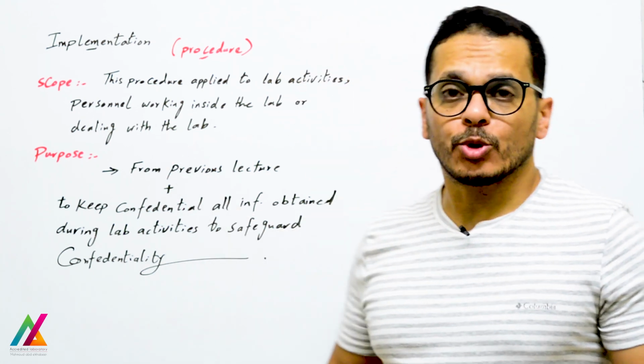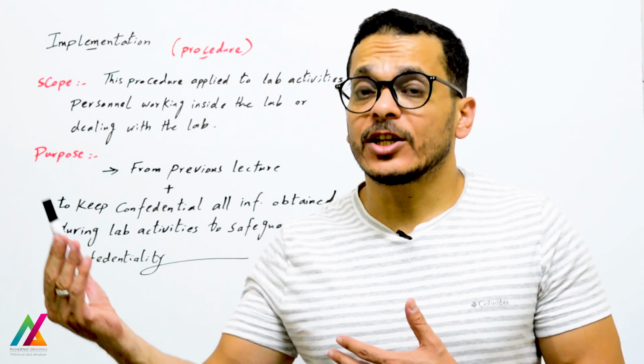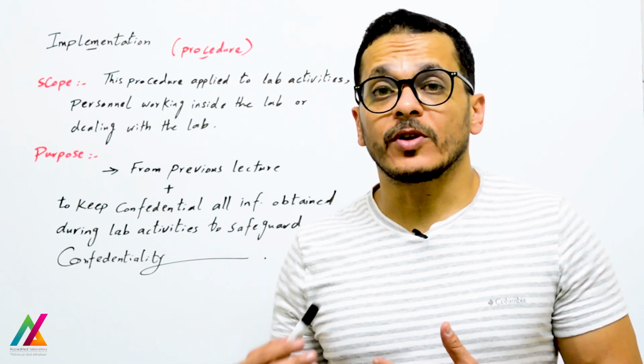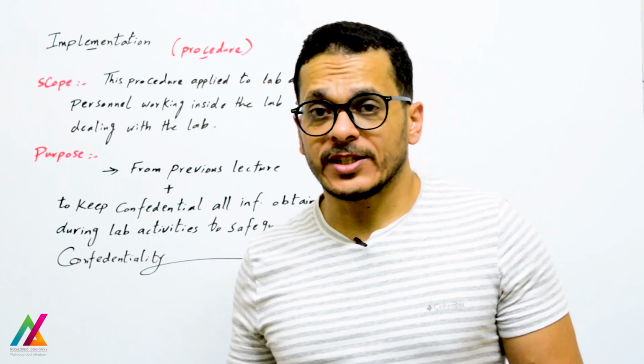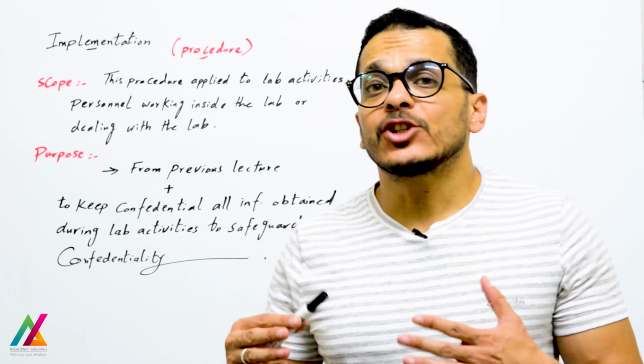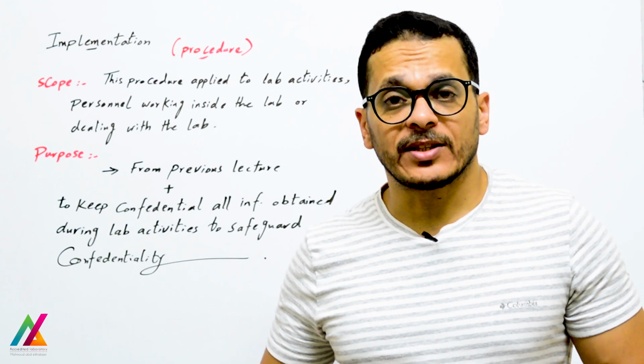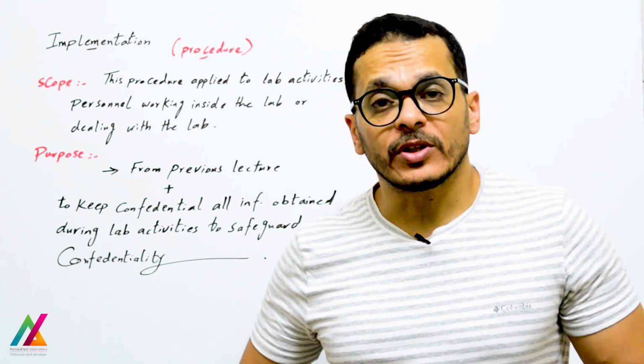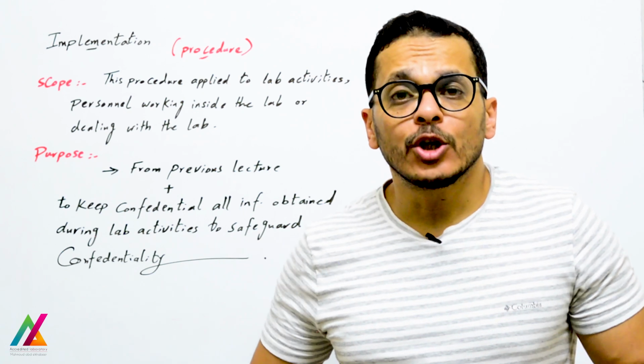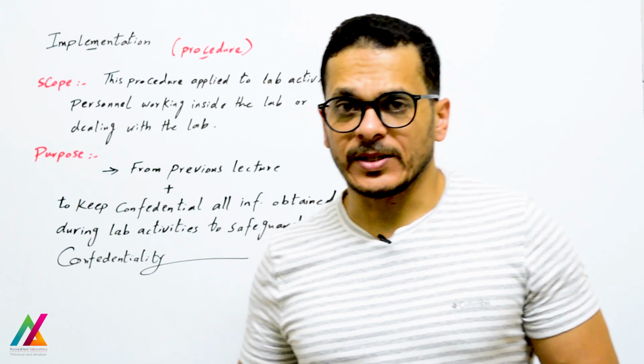The purpose of this procedure: from the previous lecture you will get the purpose of impartiality, to safeguard impartiality, to ensure independence of the lab in decision making relating to lab activities and results, to remove conflict of interest and bias, and at the end to ensure the integrity of results.